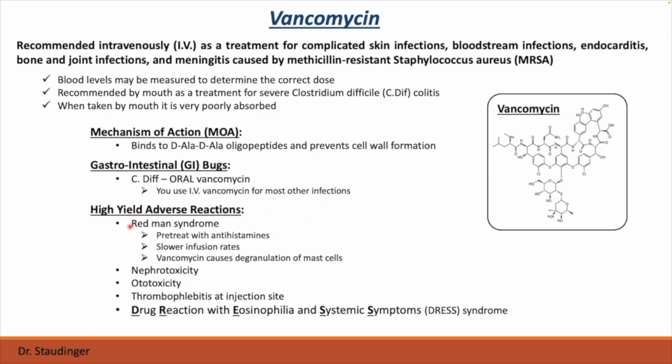High-yield adverse reactions include so-called red man syndrome. In order to avoid that, you can pre-treat with antihistamines. Slower infusion rates also help. It turns out vancomycin causes the degranulation of mast cells.